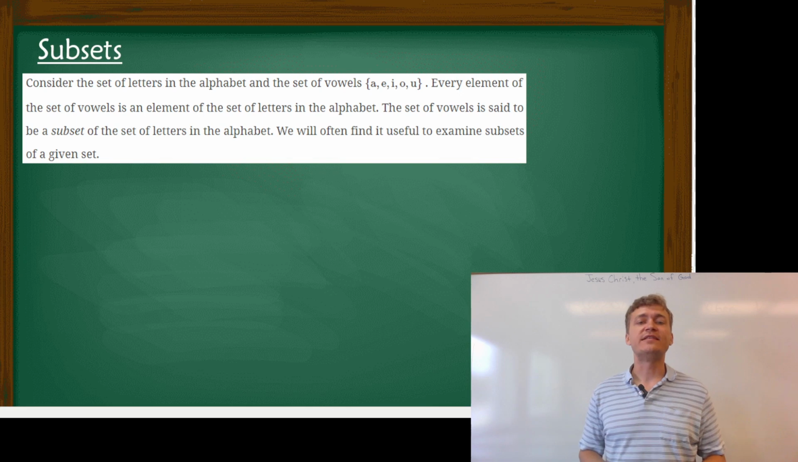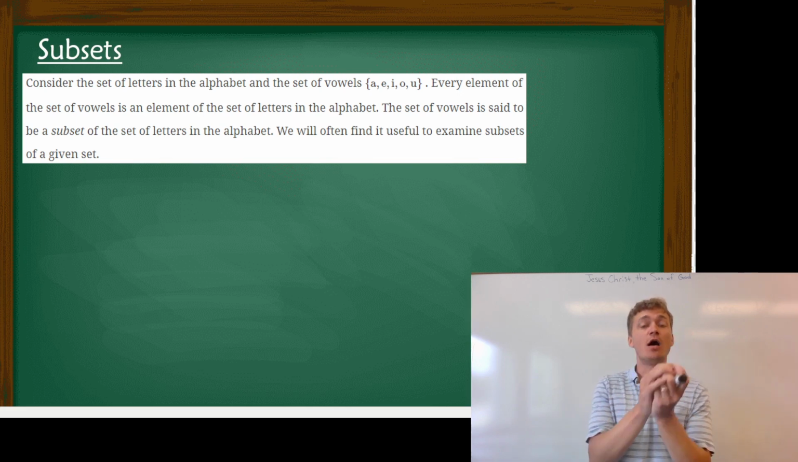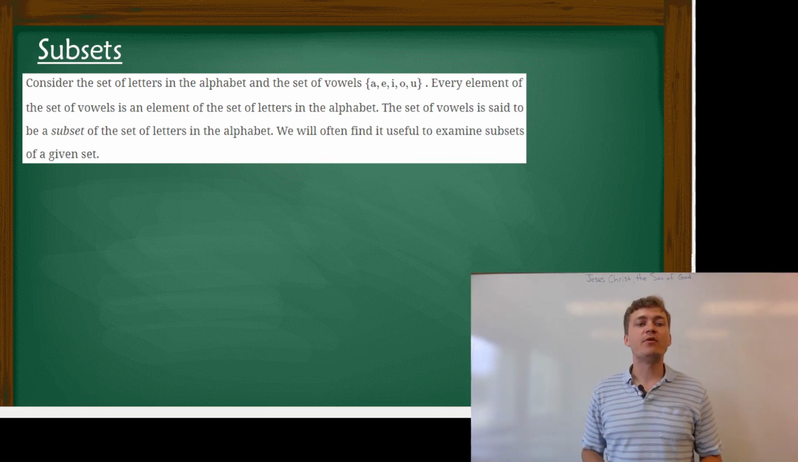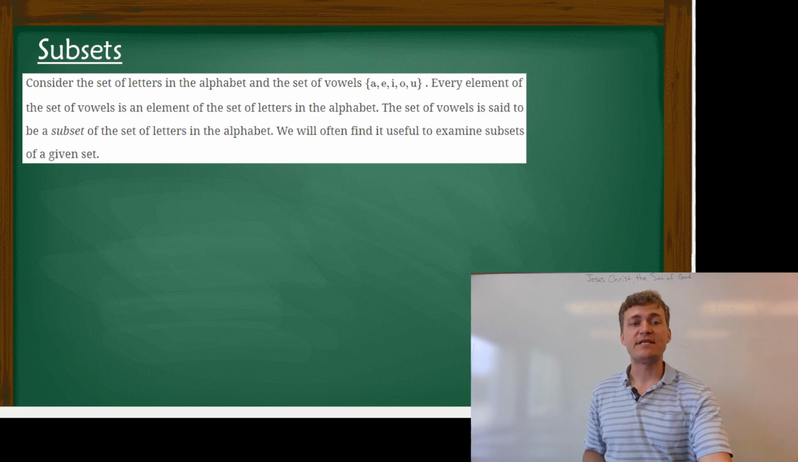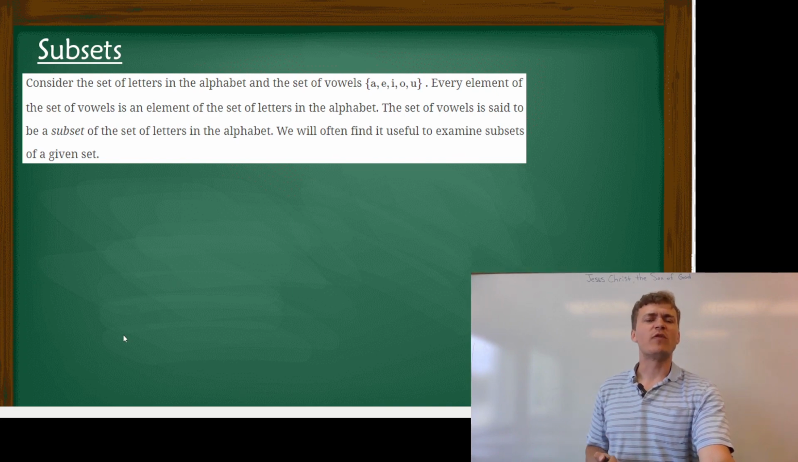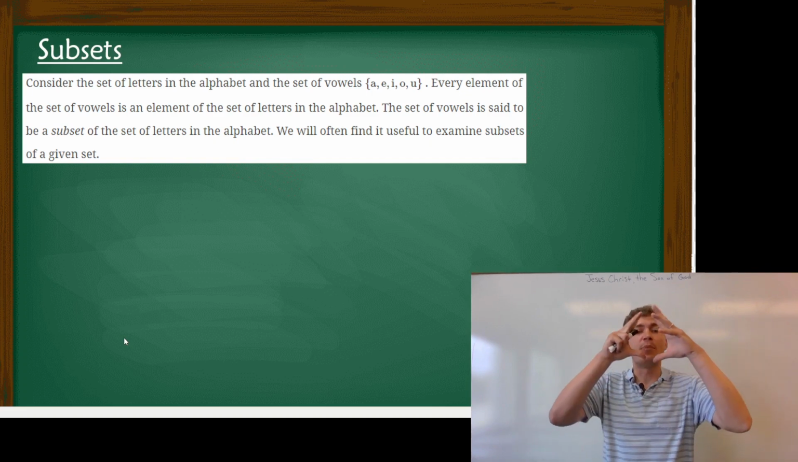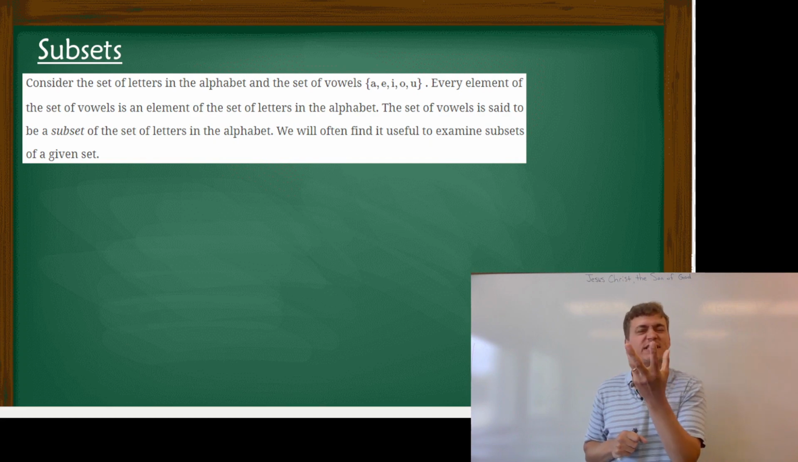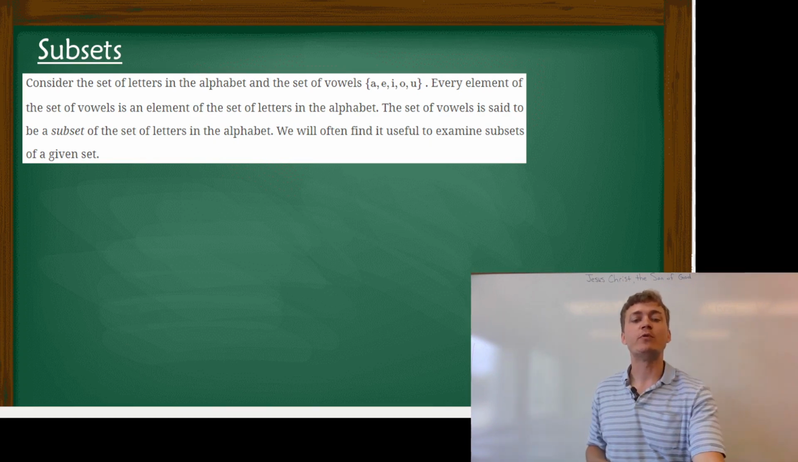Well, if you just define the set of vowels, that set derives from the set of letters of the English alphabet. Every element of the set of vowels is an element of the set of letters in the English alphabet. The set of vowels is said to be a subset of the set of letters in the alphabet, and we will often find it useful to examine subsets of a given set. Sort of like in statistics, we use a population, and from the population, we grab a sample. So just as in statistics, we study samples from a population, here we will study subsets from a given set.